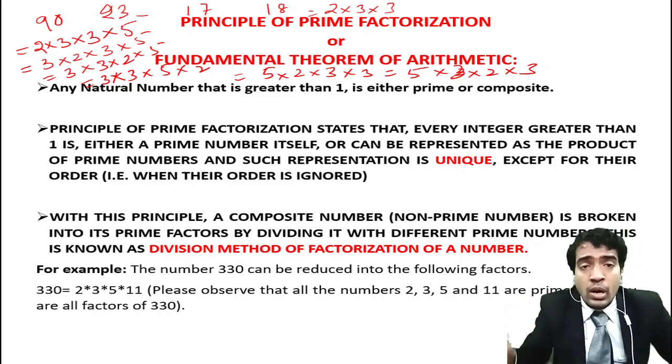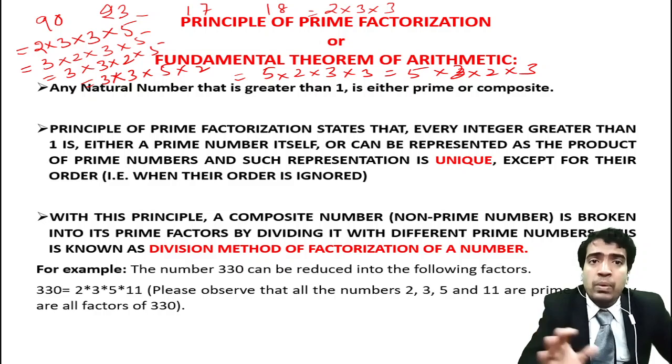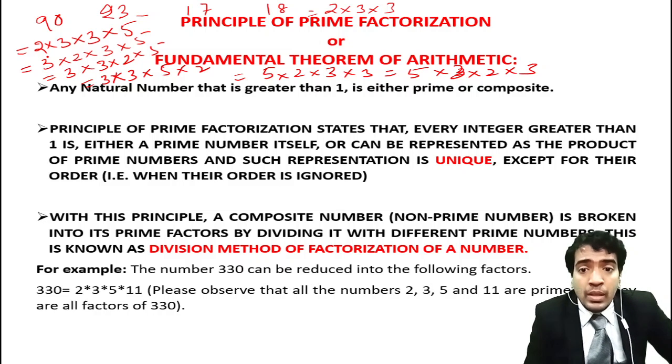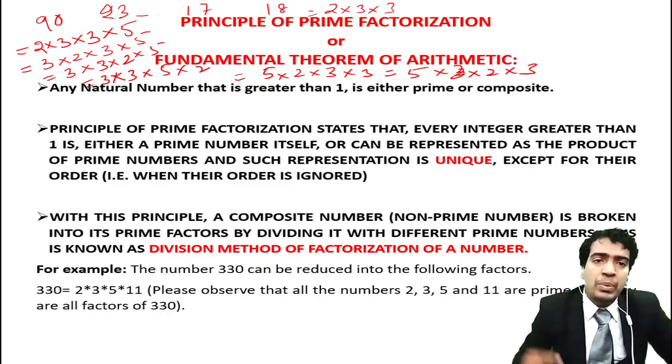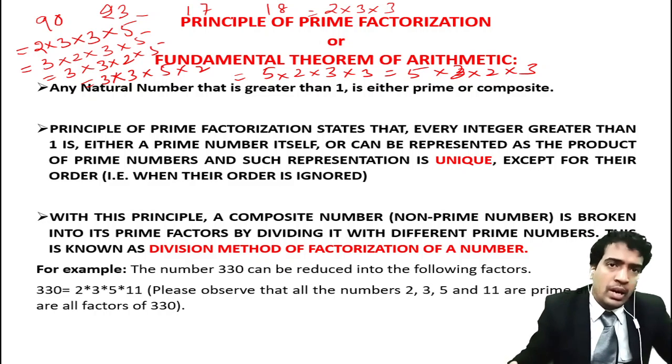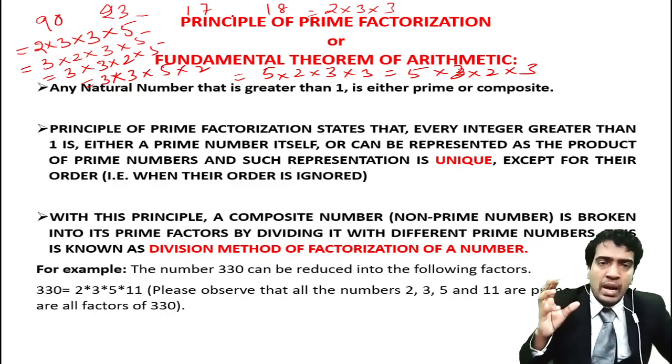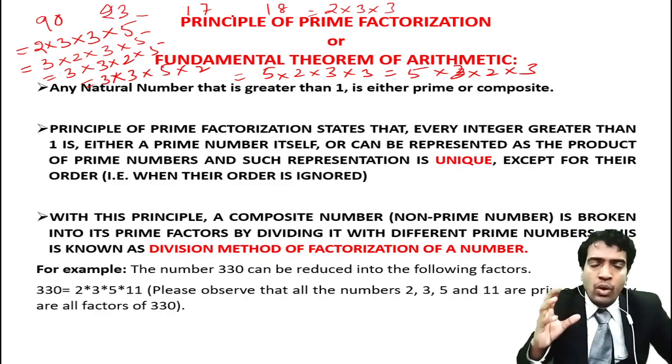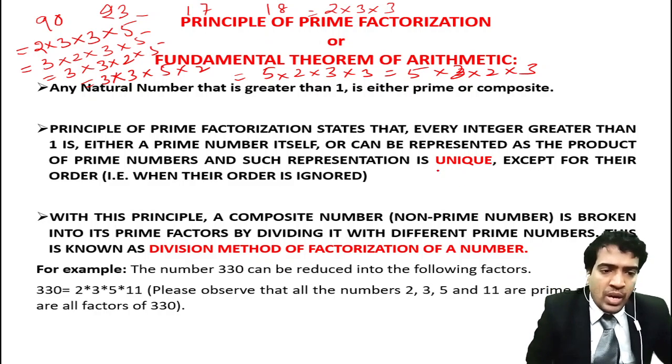And if you ignore the order in which the prime numbers are multiplied, then such a representation is a unique representation, which means if you take 90, it is a product of only 1 two, 2 threes, and 1 five. If you take 18, it can only be represented as a product of 1 two and 2 threes, and not otherwise. Okay, now I hope you are getting a hang of this word unique.